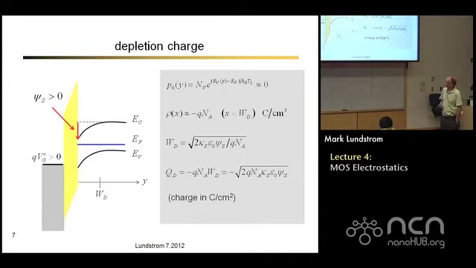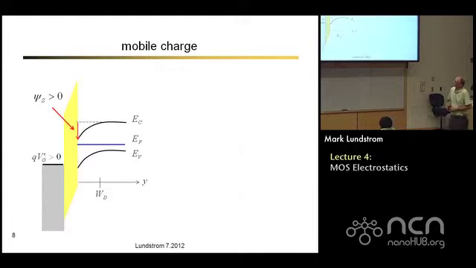Okay. All right, but that's not the charge I want, because that charge can't give me any current for the MOSFET. That charge is fixed in the lattice. Those are the dopants that are just sitting there. The charge I want is the negative charge. I want the mobile charge.